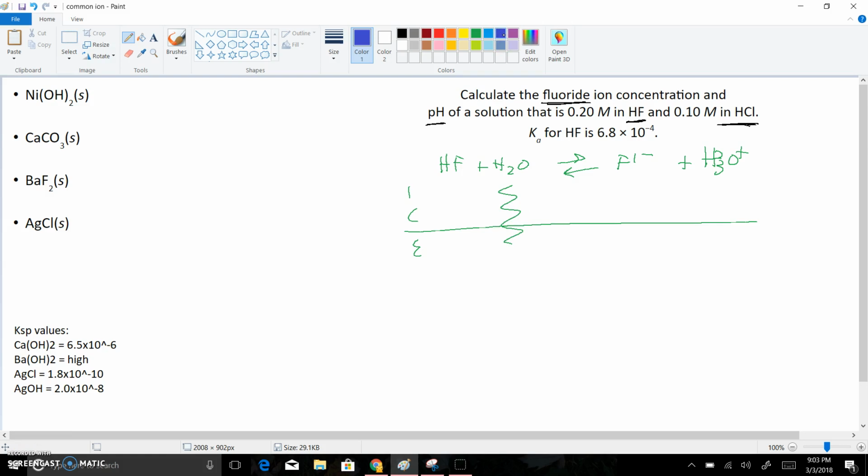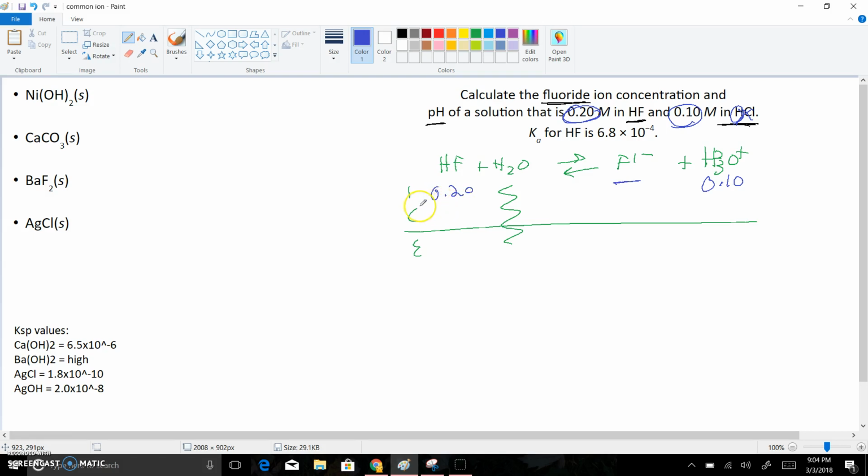So at the beginning of time, I've got 0.2 molar HF, and I happen to have 0.1 molar HCl, which really means I've got 0.1 molar H and 0.1 molar Cl. The Cl really doesn't affect my equilibrium, so that's not really important, but my H is. H plus is the same as my H3O plus, so I'm really adding this 0.1 molar. Now I don't have any fluoride at this point in time, so here's my equilibrium, and I dumped both of these into the solution, and then things are going to shift.